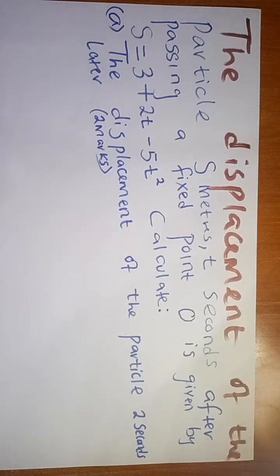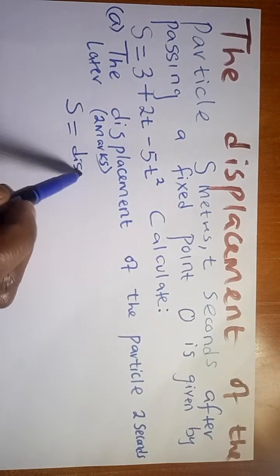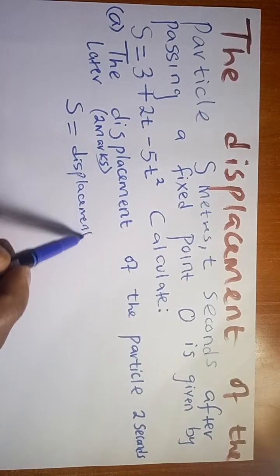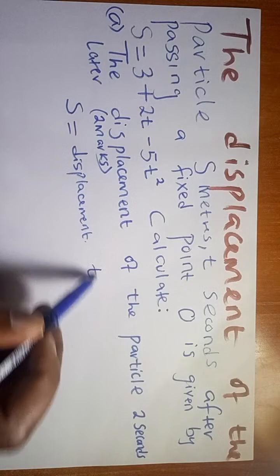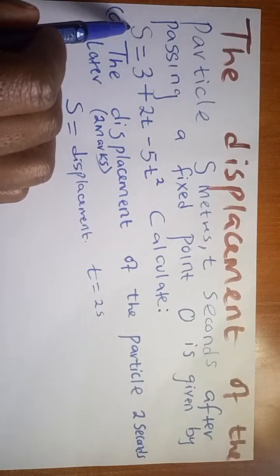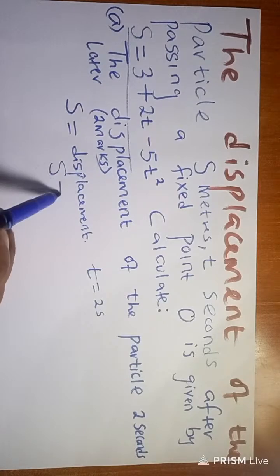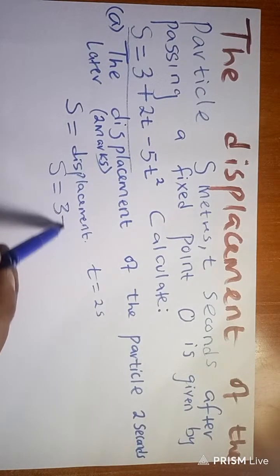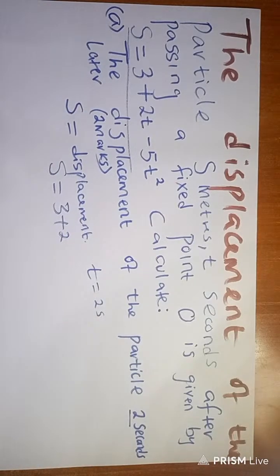So in maths, displacement is given using the letter S. So S represents the displacement. And in this case, we are being asked about the displacement of the particle when t is equal to 2 seconds. So what you are supposed to do is substitute the t into the given equation, such that we have S is equal to 3 plus 2t minus 5t squared. Wherever we have the letter t, we substitute with the 2 seconds.